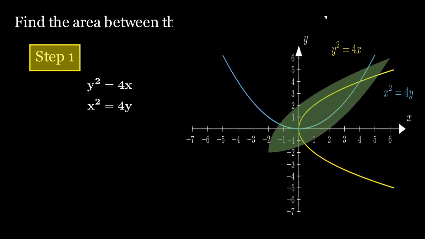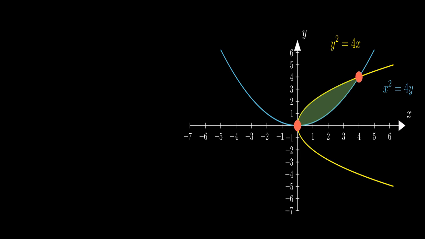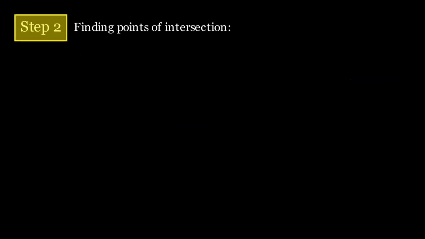First, we'll analyze the shapes and intersections of these curves to better understand their geometry. We first determine where these two curves intersect. We solve y squared equals 4x and x squared equals 4y simultaneously. From y squared equals 4x, take the square on both sides. We get y squared squared equals 4x squared. Next, y to the power of 4 equals 4 squared x squared.